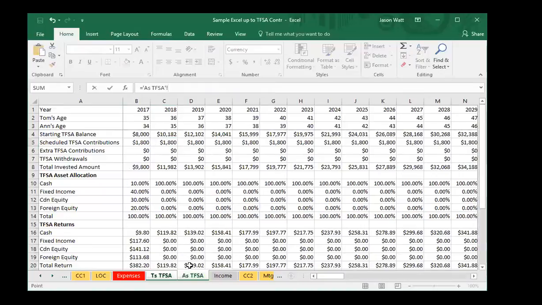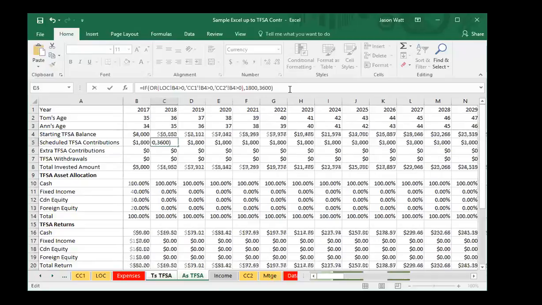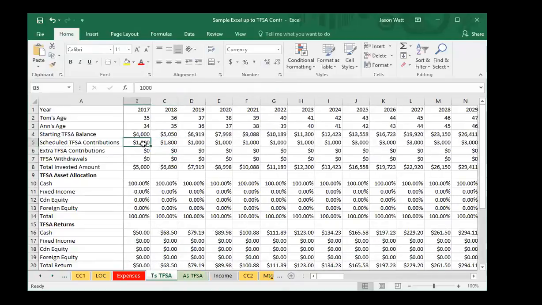Now we're going to go over to Anne's TFSA, and we're going to do something very similar here. She was putting 1,800, not 3,000, and maybe we can crank hers up to 3,600. And so we say, yeah, Anne is only contributing to this when the line of credit is not being, or sorry, when the various debt facilities are not being used. And she was going to be 1,800.